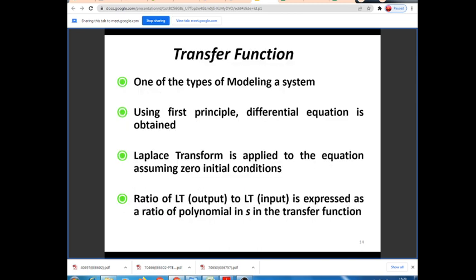When we look into the transfer function, we have one type of system modeling. Using first principles, a differential equation is obtained, and a Laplace transform is applied to the equation, assuming zero initial conditions. The ratio of the Laplace transform of the output to the Laplace transform of the input is expressed as a ratio of polynomials in s, the transfer function.